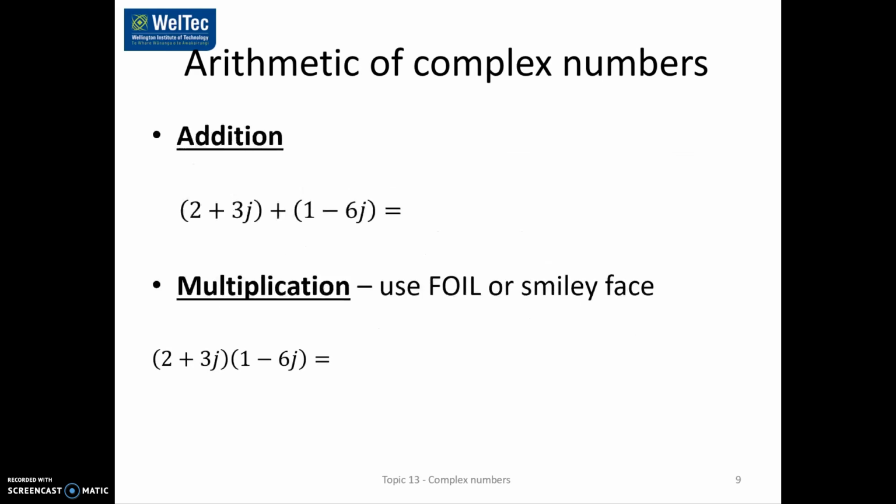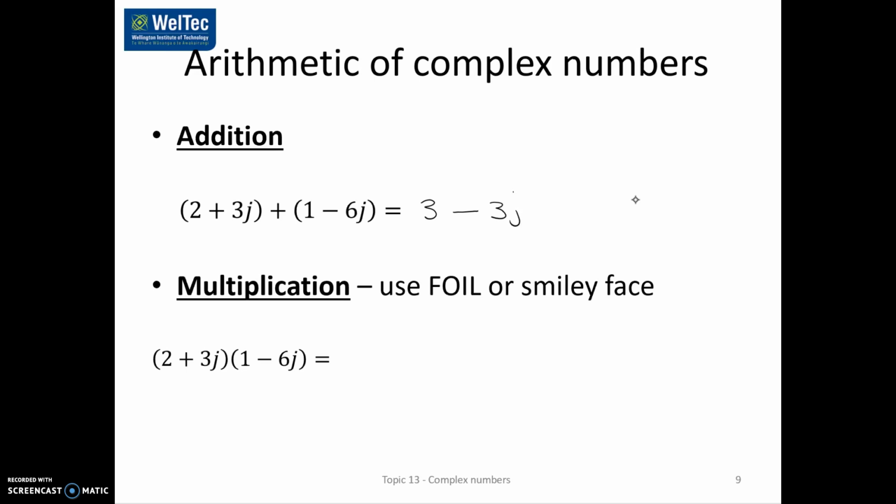We can add complex numbers by adding the real parts and by adding the imaginary parts. So for this one it would be 2 plus 1 is 3, and adding the imaginary parts, we would get 3 minus 6j, which would be 3 minus 3j.